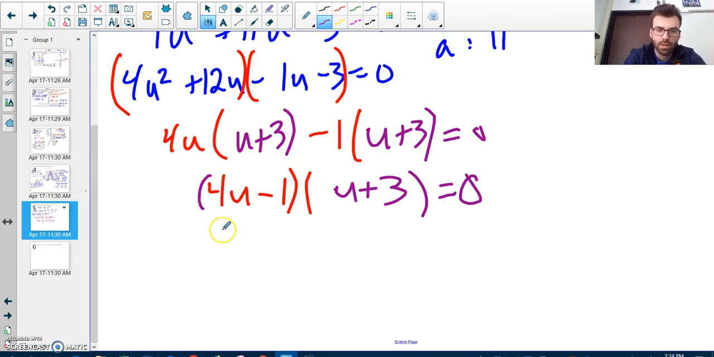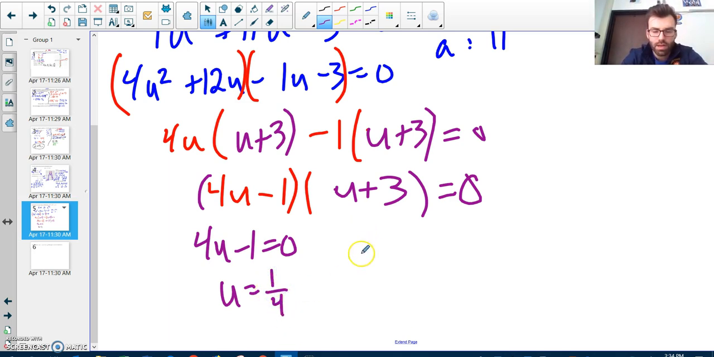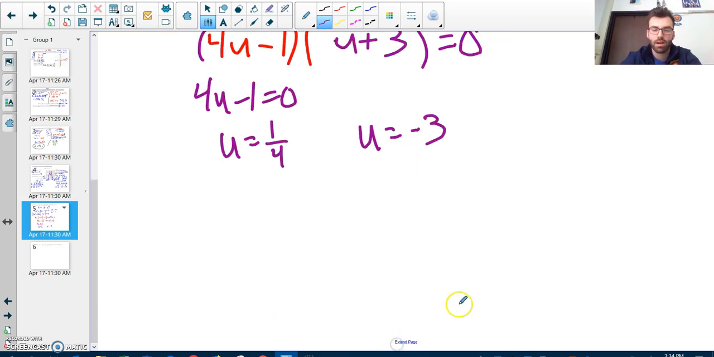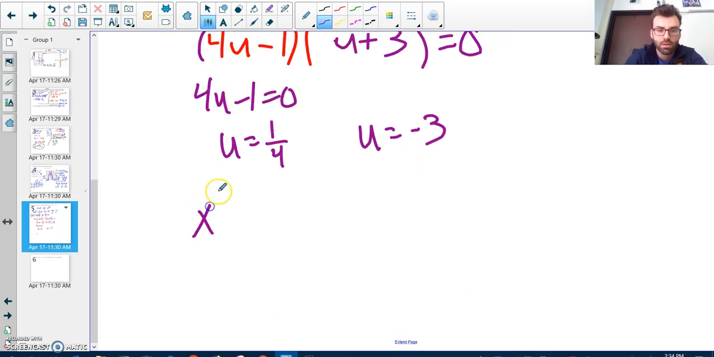All right, so now I want to solve each factor, setting each factor equal to 0. So 4U minus 1 equals 0, so U equals 1/4. And this will give me U equals -3. Now, our original problem had x, so I need to substitute my x back in. So it's x to the 1/3 equals 1/4, and x to the 1/3 equals -3.